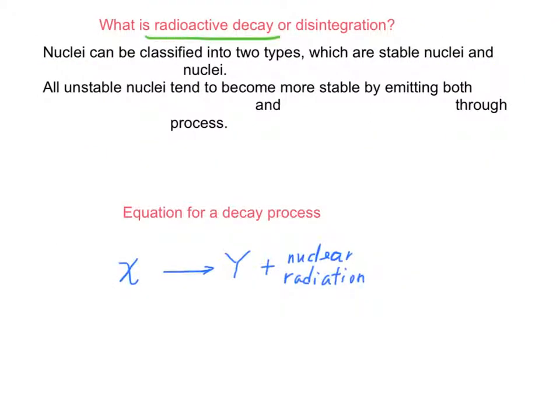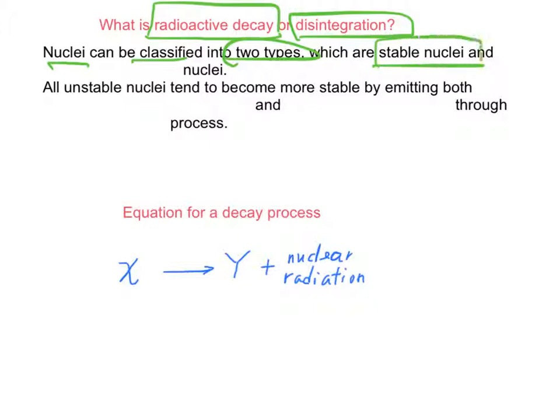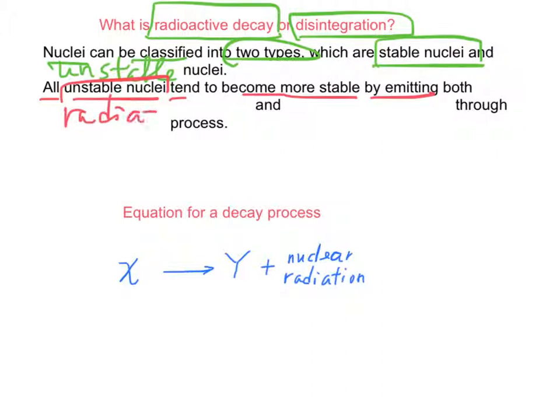What is radioactive decay or radioactive disintegration? Nuclei can be classified into 2 types, which are stable nuclei and unstable nuclei. All unstable nuclei tend to become more stable by emitting both radiations and energy through the decay process.